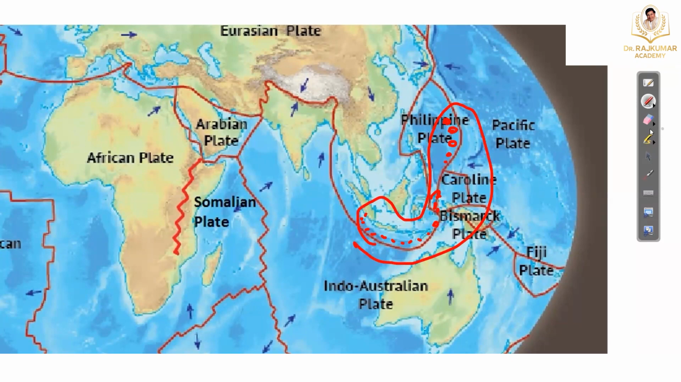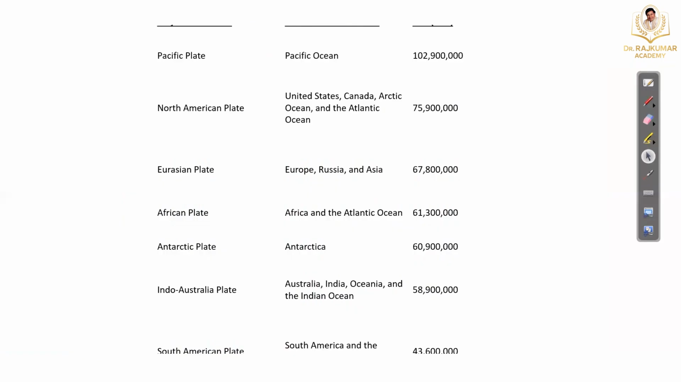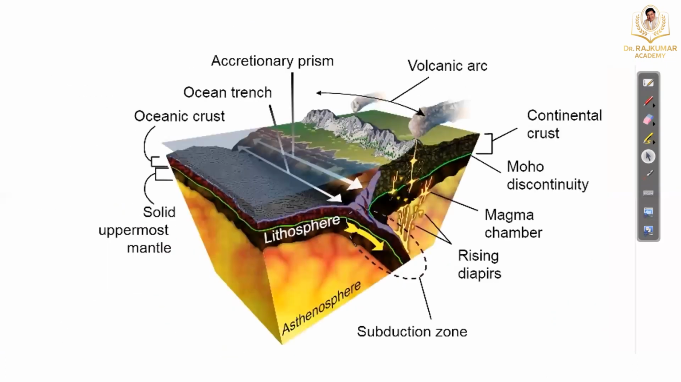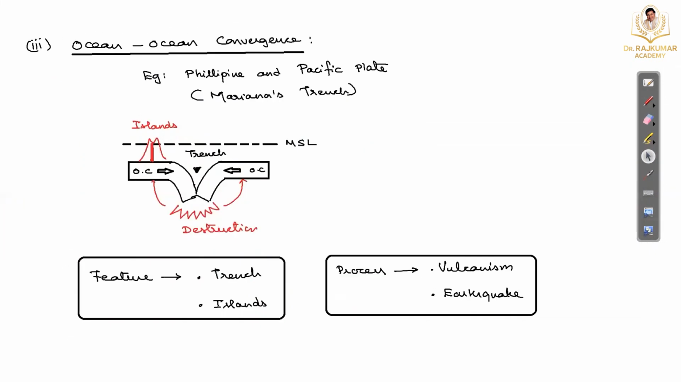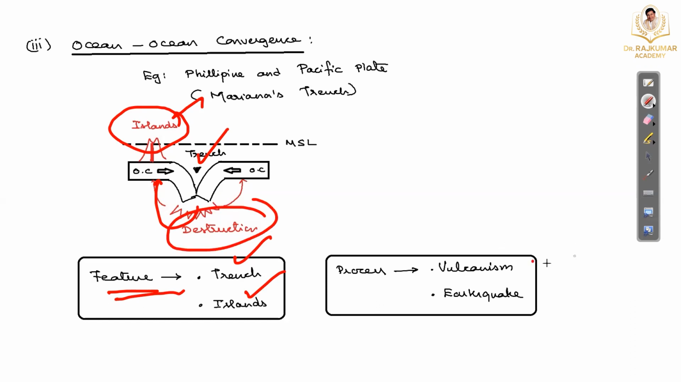Okay. So here, coming back to the discussion, when I talk about this ocean convergence takes place. The default feature will be trench. And I can also have the existence of an island. And most of the time, this island will be what? Volcanic island. Okay. Right. So what is the feature we have identified? Trench and island. What are the process we have it here? Obviously, because of destruction, we'll be having what? Volcanic activity.